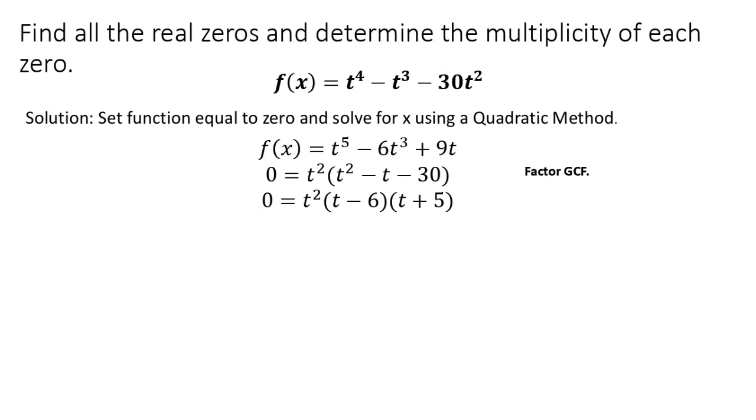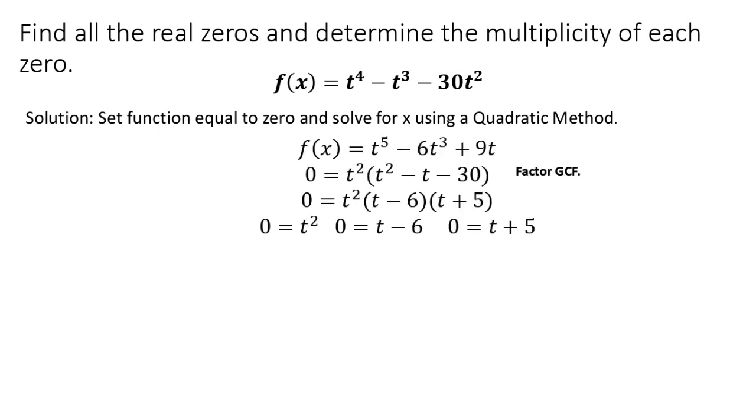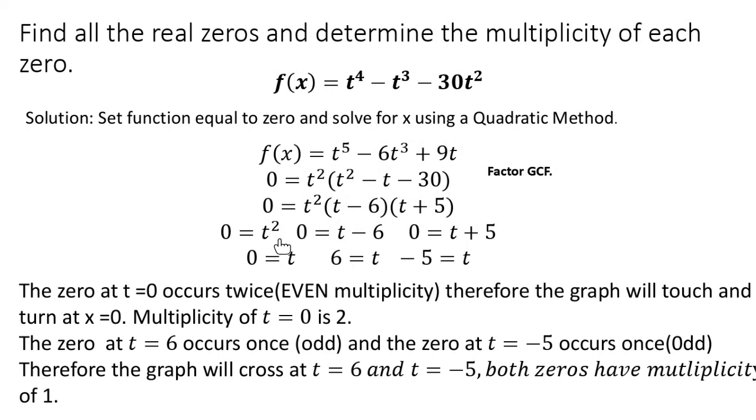T squared minus t minus 30 factors as t minus 6 times t plus 5. And then, of course, we have the t squared here. So by the zero product property, I can separate those as t squared equals 0, t minus 6 equals 0, and t plus 5 equals 0. So if I solve for t, this one, if I take the square root, would give me t equals 0. And this one will give me t equals 6. And if I subtract 5, I get t equals negative 5.